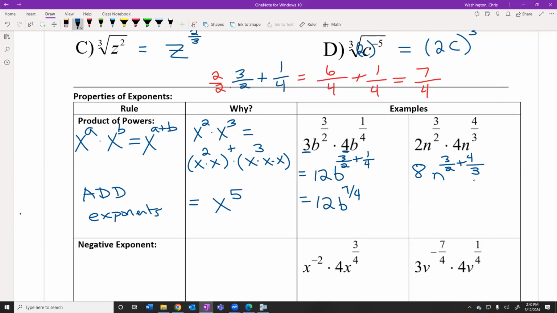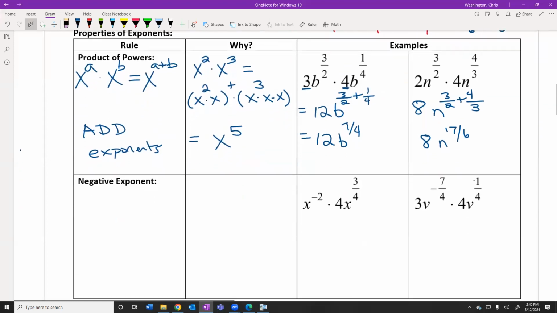Your common denominator this time would be 6. So we would multiply the 3 over 2 times 3, and we would multiply the 4 over 3 times 2. So we get 9 over 6 plus 8 over 6, which is 17 over 6. 17 over 6. All right, we're done with our first property.